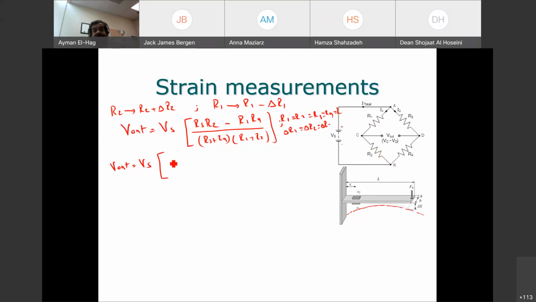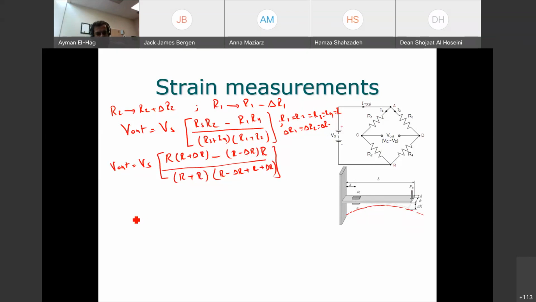So R3 doesn't change, it stays at R. R2 becomes R plus delta R, and R1 will change to R minus delta R, but R4, nothing will happen to it because it is a regular resistance, R. Then R divided by R plus R. So this is R plus R, nothing will happen to them, times R1 is R minus delta R, R2 is R plus delta R.